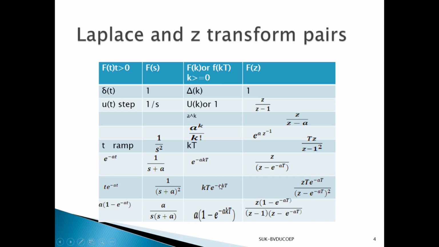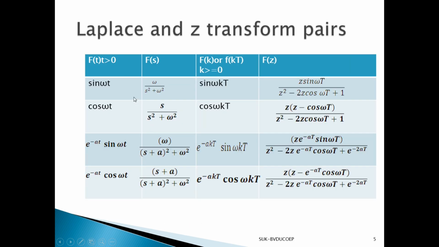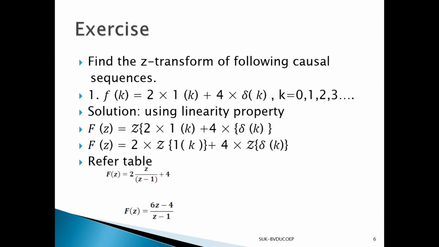Similarly, next, this is a periodical function: sin omega t, cos omega t, then e raised to minus at sin omega t and e raised to minus at cos omega t. So here the same signal is replaced by z e raised to minus at. You have to remember this and practice by using your fundamental formula to solve it.